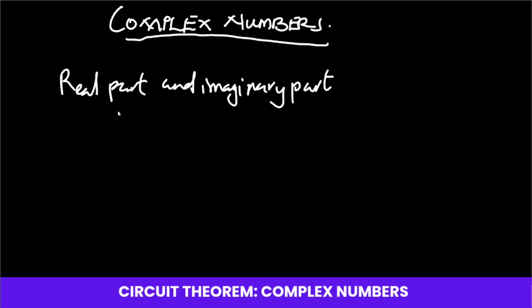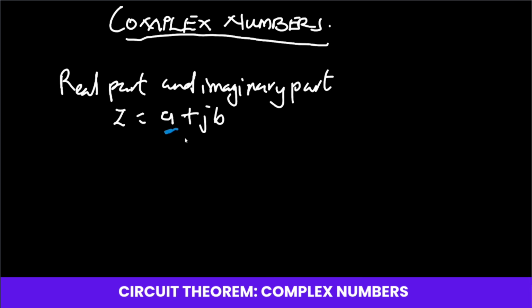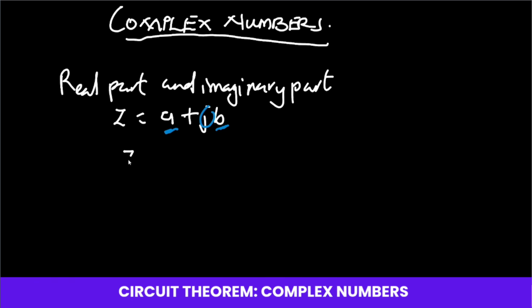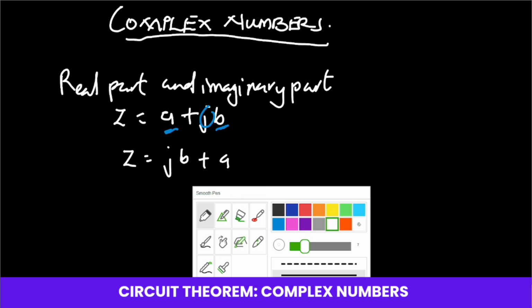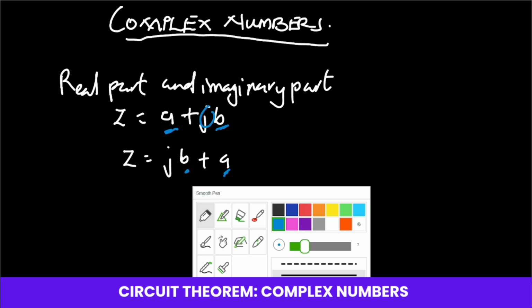Okay, so an example can be, let's say a complex number z is equal to a plus jb. So this is telling us that a is the real part, whereas b is the imaginary part. So whenever you see the j attached to the letter, that gives you the imaginary part. You can also see it in this form, where z is equal to jb plus a. So that is telling us that this part is the imaginary part, where a is the real part.